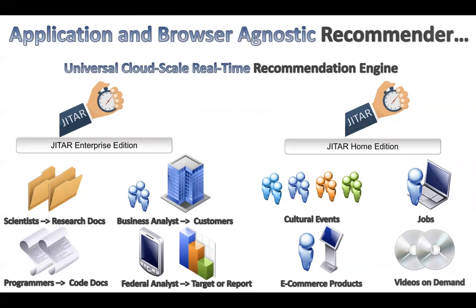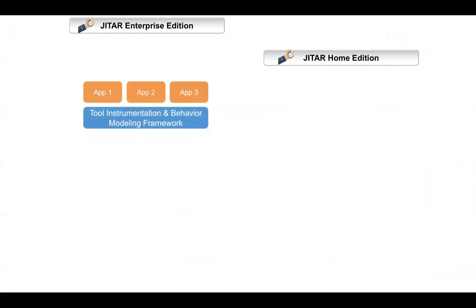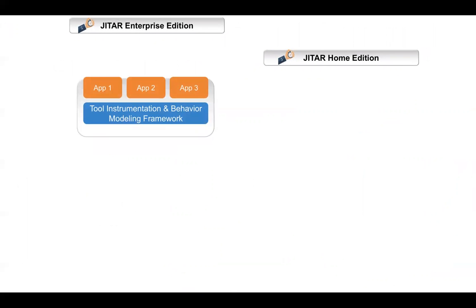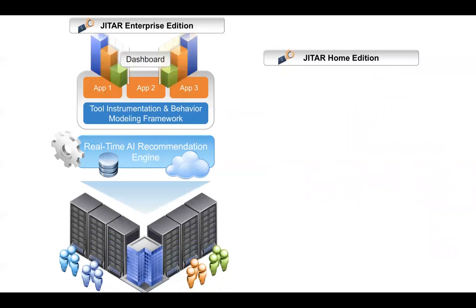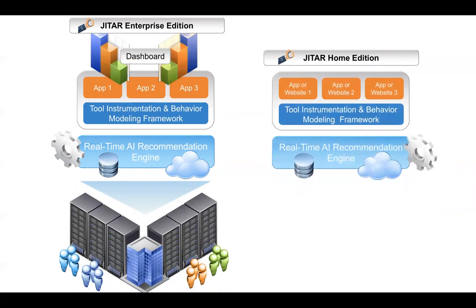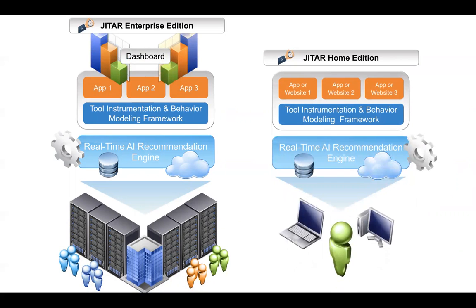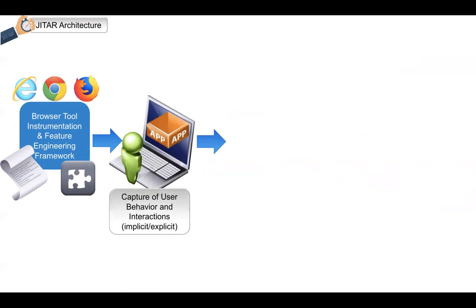The technology stack for the Enterprise and Home editions consists of our tool instrumentation and behavior modeling framework, our cloud-scale real-time AI recommender system, pushing recommendations to users and gathering feedback, and we do have an additional dashboard for the Enterprise edition. In JITAR's architecture, we first develop the plugin using JITAR's integration framework and install it into the browser.